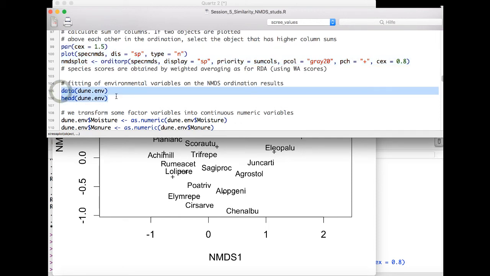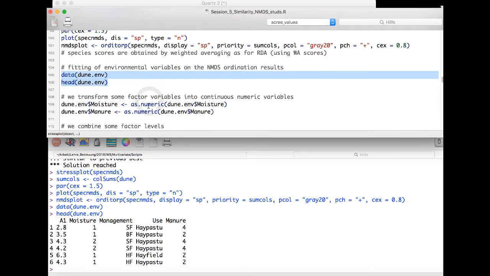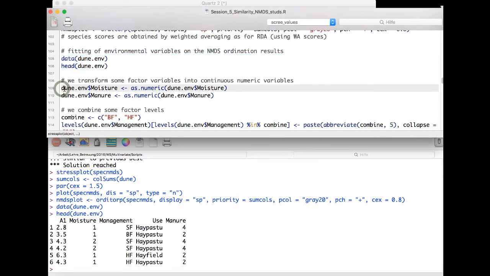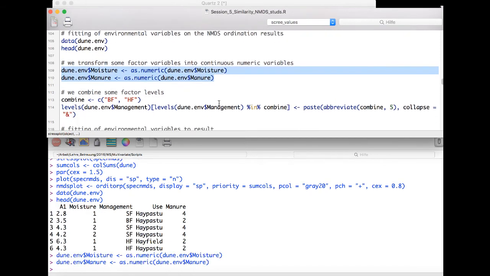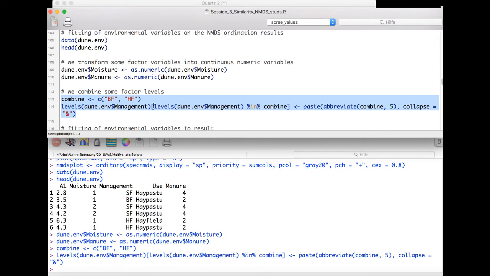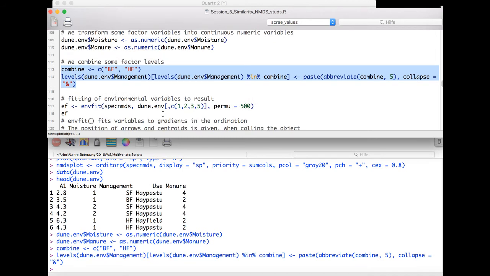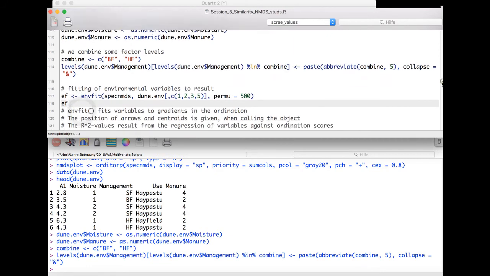We could also fit environmental variables to this plot. These are the environmental variables, and we don't go into detail here on these variables. We just transform some of the variables from factors into numeric variables, assuming that they make sense. Here we combine some factors, so that is just done for this type of data set based on some explanation for this data that I found in literature. But that's nothing you need to worry about, that's just data preparation.